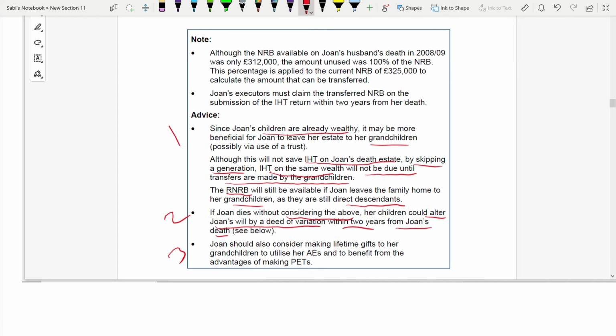Third, John should also consider making lifetime gifts to her grandchildren to utilize the annual exemption and also to benefit from the advantages of making PETs. Okay, so these are the 3 advices.